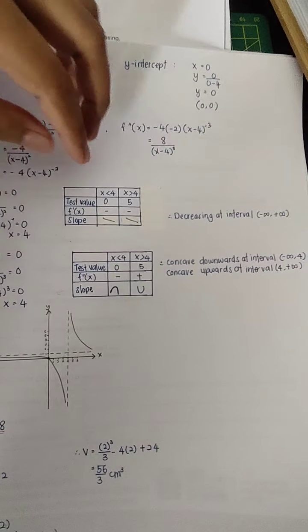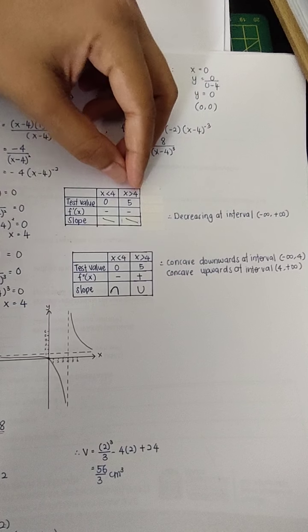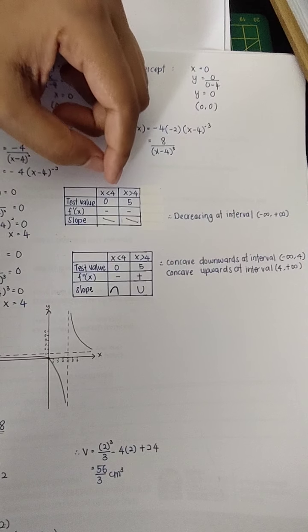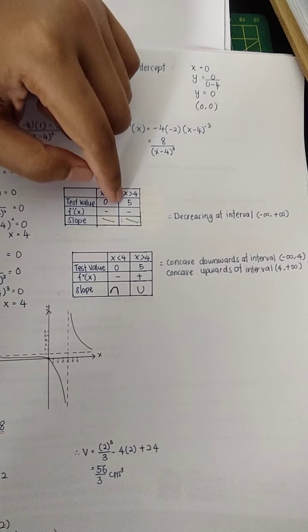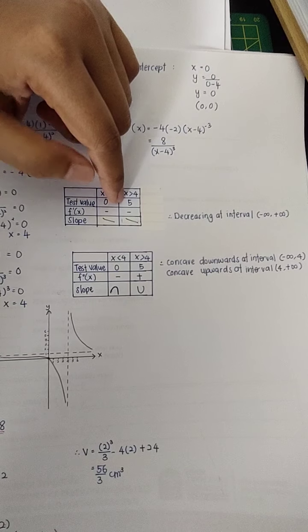or more than 4 lah sekarang. So kita ada less than 4 and more than 4. To test value less than 4, paling simple kita ambil 0 lah, senang. Okay, and then more than 4, kita ambil yang paling hampir lah. Jangan ambil banyak sangat, nanti complicated.